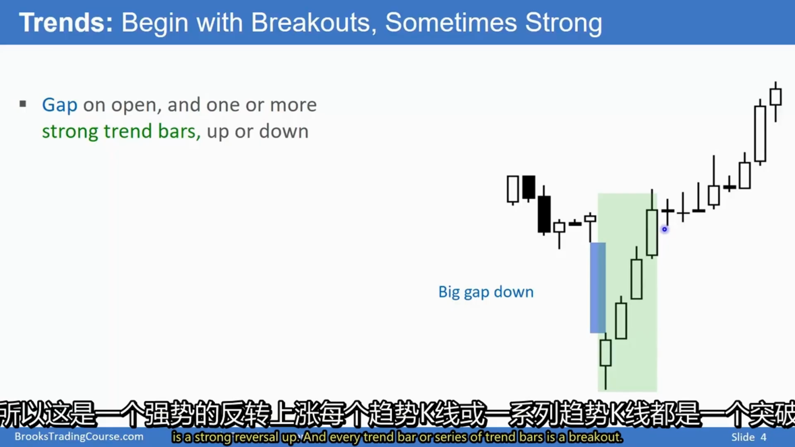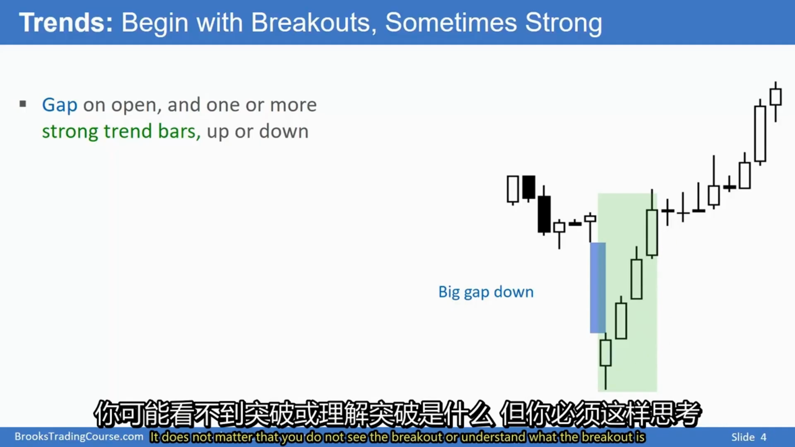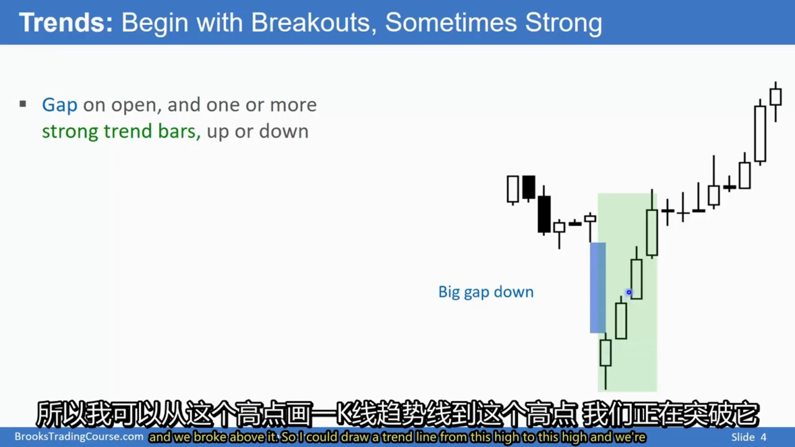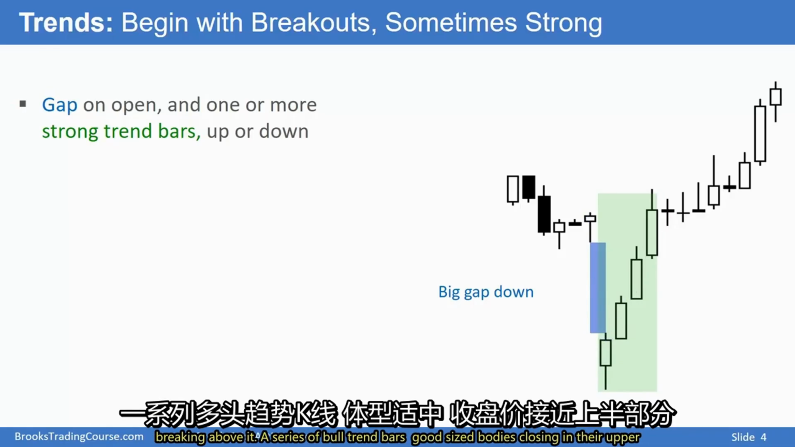And every trend bar or series of trend bars is a breakout. It does not matter that you do not see the breakout or understand what the breakout is, but that's how you have to think of it. You can think of this as a very steep bear trend, and we broke above it. So I could draw a trend line from this high to this high, and we're breaking above it.